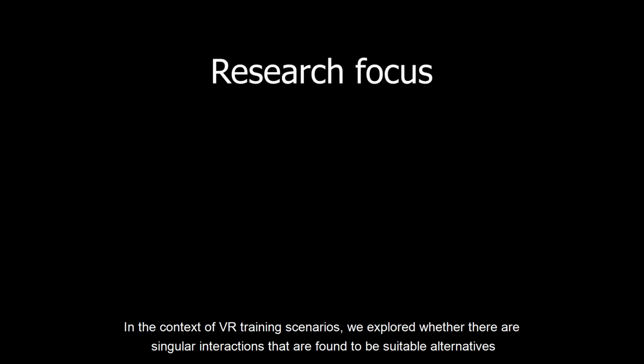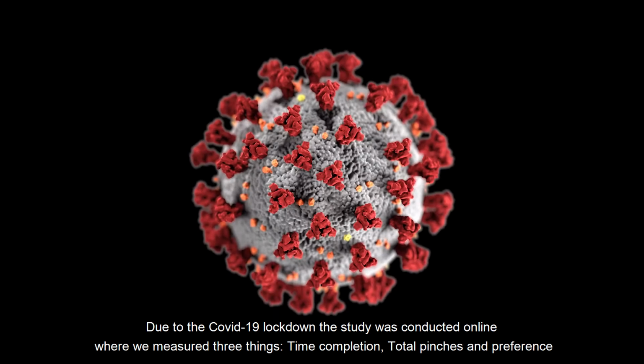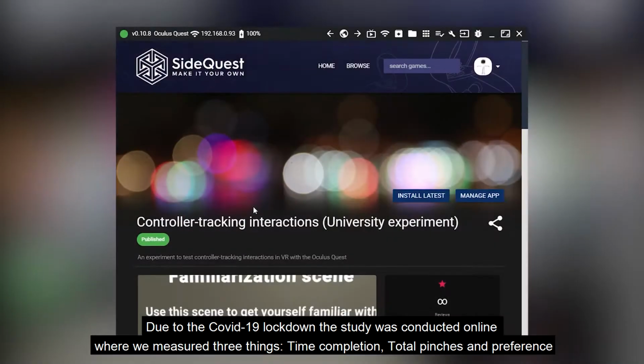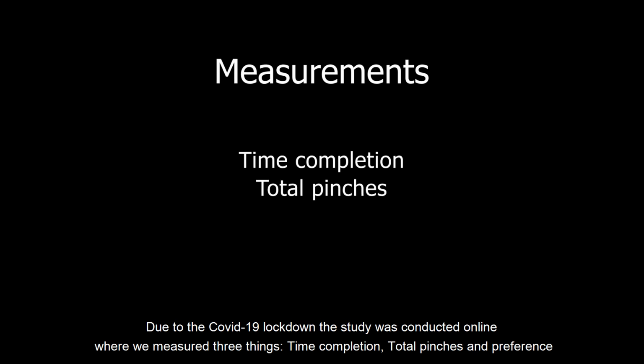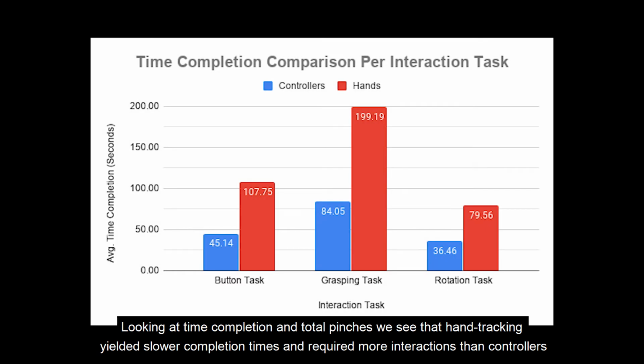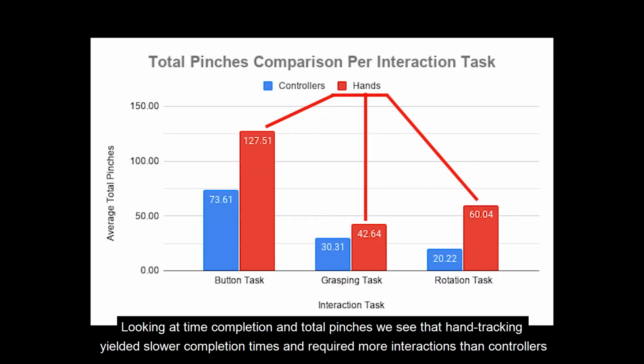In the context of VR training scenarios, we explored whether there are singular interactions that are found to be suitable alternatives. Due to the COVID-19 lockdown, the study was conducted online, where we measured 3 things: time completion, total pinches, and preference. Looking at time completion and total pinches, we see that hand tracking yielded slower completion times and required more interactions than controllers.